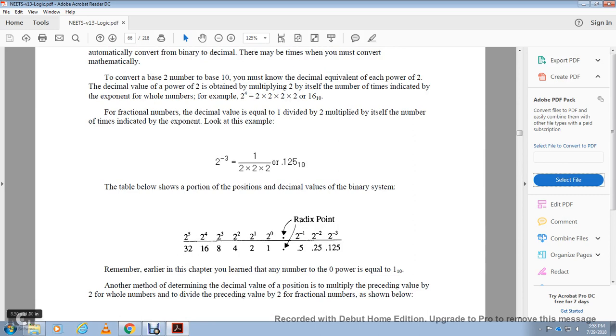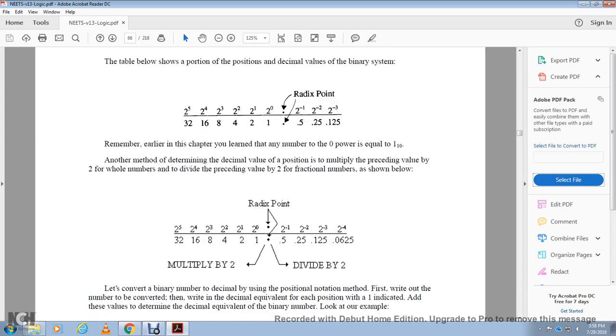Alright, below is the positional decimal value system. 2 to the 5th is 32, 2 to the 4th 16, 2 to the 3rd 8, 2 to the 2nd 4, 2 to the 1st 2, 2 to the 0 is 1. Radix point. 2 to the negative 1st is 0.5, 2 to the negative 2nd 0.25, 2 to the negative 3rd 1/8. Remember earlier in this chapter you learned that any number to the 0 power is equal to 1 in decimal.